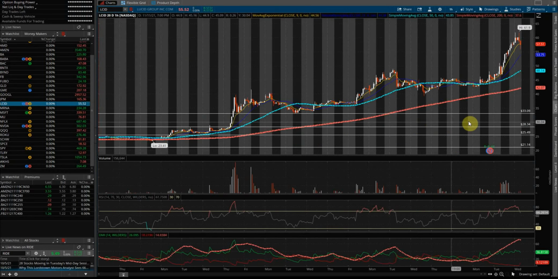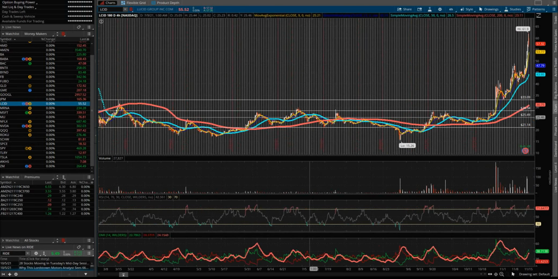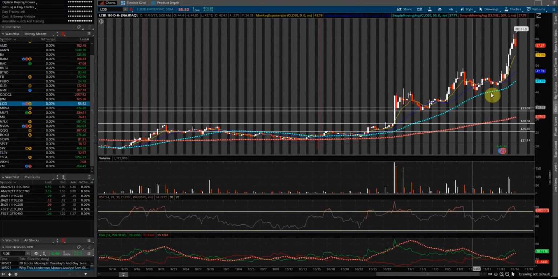Look at Lucid. Lucid likes to hold the 21 SMA, kind of. This one just kind of likes to make huge spurts and then go sideways and then make huge spurts up, if you look at it. So this one's different than Tesla and different than AMD and a lot of other stocks because it rips higher and then it consolidates and then it rips higher. If you look at the 4-hour, you'd see that the 50 SMA is decent support.